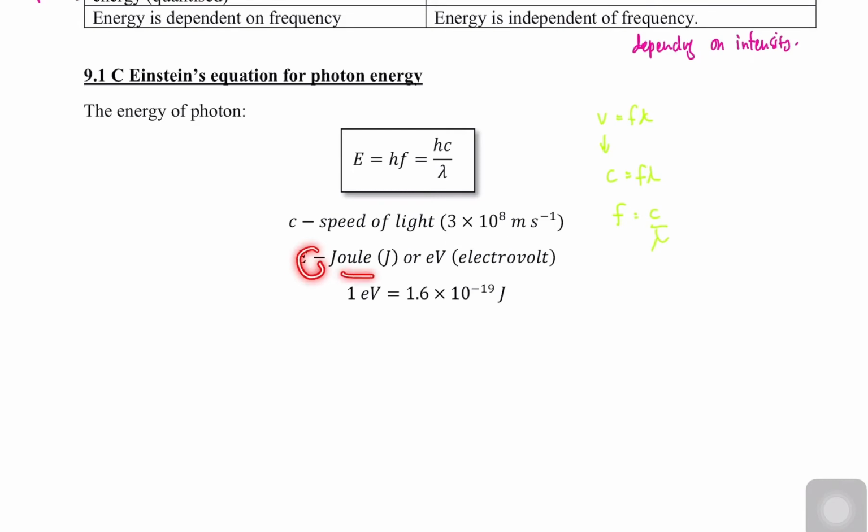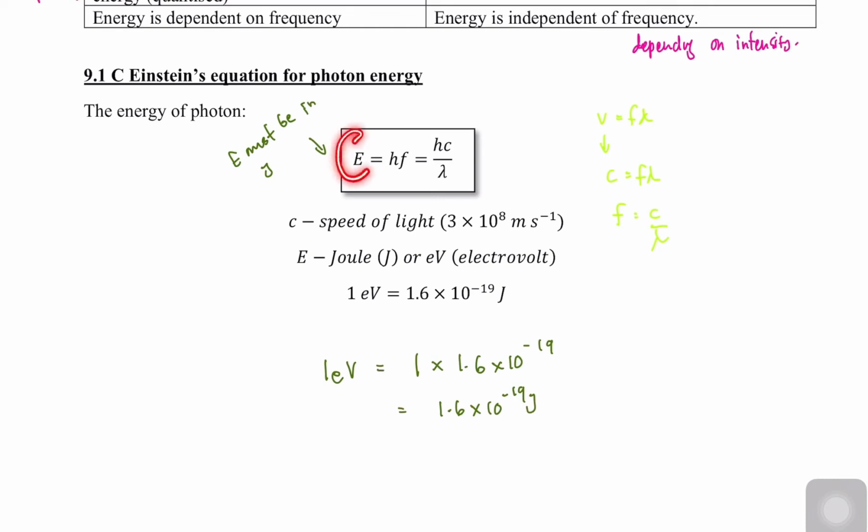Your E must be in joules. But sometimes the questions give you energy in electron volts. The electron volt is one of the units for energy. To be able to use the equation, E must be in joules. So first of all, if you get the energy unit in electron volts, you have to convert it into joules, and only then can you use the equation. For example, you get 1 electron volt. So 1 times e, the electron charge, 1.6 × 10^-19, and you will get 1.6 × 10^-19 joule. So first of all, you have to make sure the unit for energy must be joules.